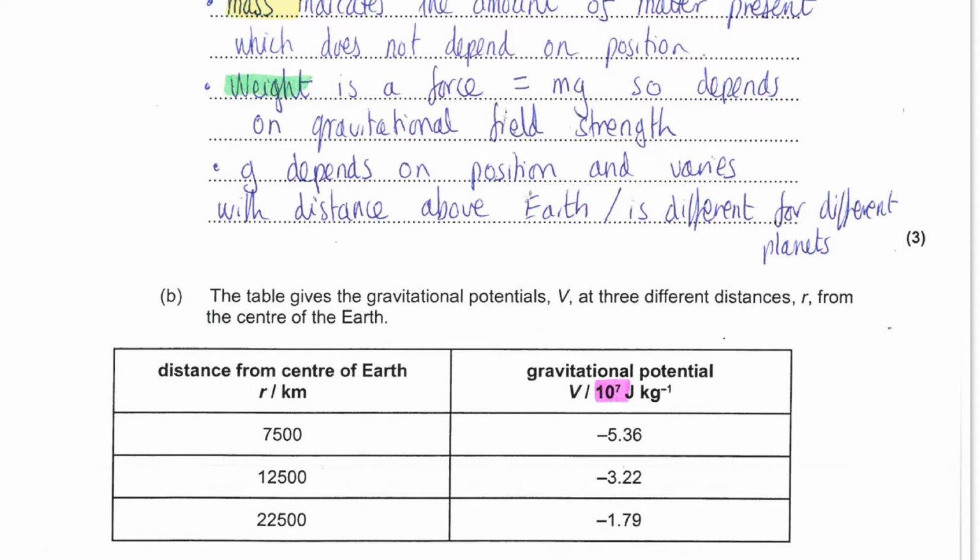So mass tells us about the amount of matter present within something, and that's independent of position. However, the weight of something is a force calculated by multiplying the mass by the gravitational field strength. So that means the weight depends on the gravitational field strength. Finally, you need to explain that the gravitational field strength depends on position. So it would be good to comment that it varies with distance above the Earth, or perhaps that it's different for different planets.